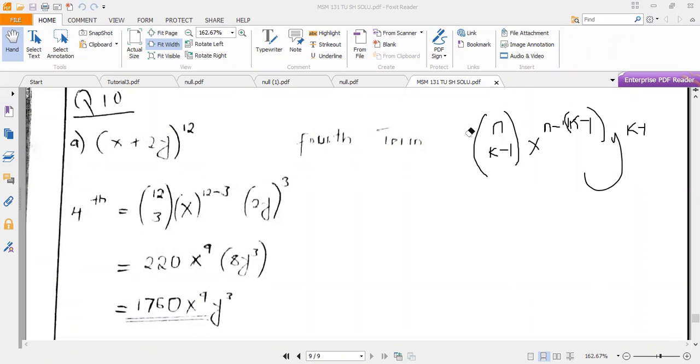Oh, all right. So k is the constant, then n is the number of terms. N is the power, then k is the term that you are looking at. So in this case, the term is 4. So 4 minus 1 is 3, and this is the 3 that we got here. Oh. Exactly. All right. Thank you, sir.